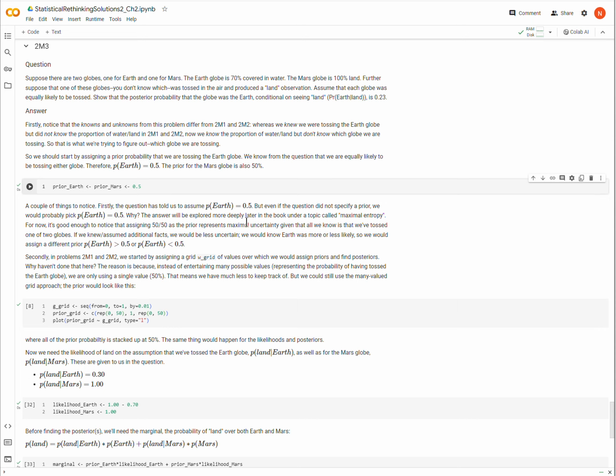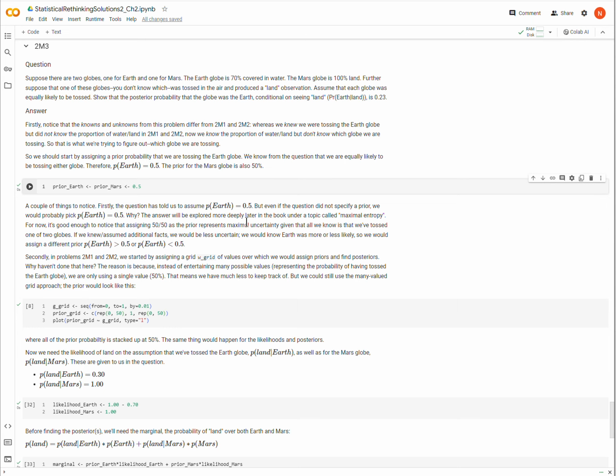Now, just one thing to look ahead into this book. Even if the question did not ask us to assume 50% for both, we may have landed on that as our prior probability, and we may have reasoned something like, well, there's two options, and so the only way to divide 100% into two equally sized prior probabilities is to assign them both 50%, and that's completely fine reasoning.